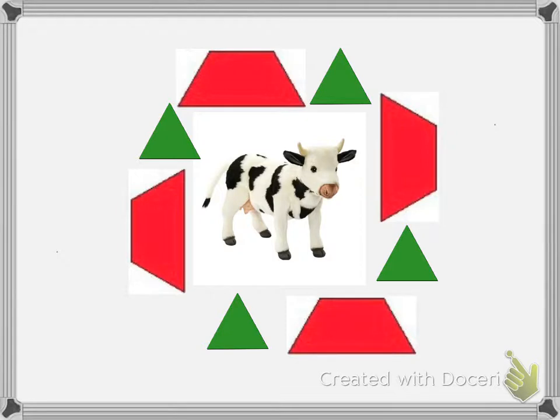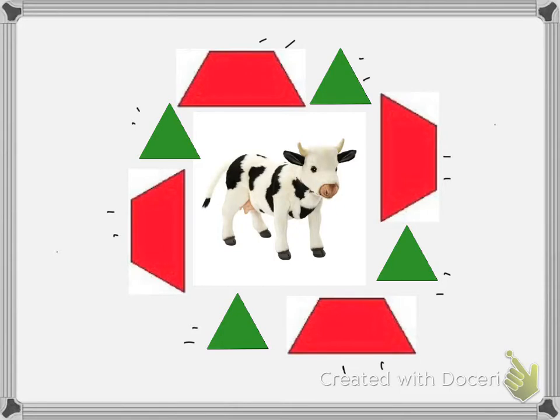We can name this pattern using the colors or the shapes. So let's name it using the colors. My repeating pattern would be red, green, red, green, red, green, red, green. If I did it by shapes, it would be trapezoid, triangle, trapezoid, triangle, trapezoid, triangle, trapezoid, triangle.